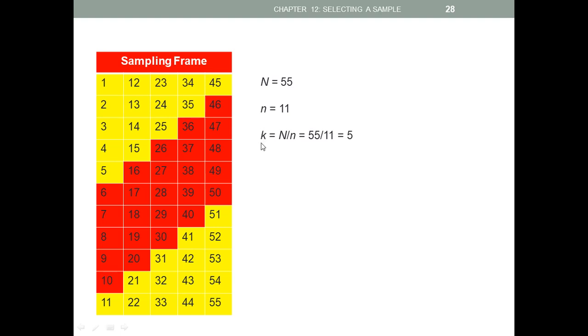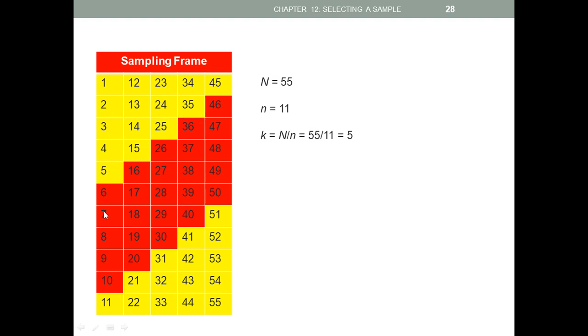So in order to do that, you need to compute the interval, represented by the lowercase letter k. K equals the size of the population divided by the sample size. So in this instance, 55 divided by 11 equals 5. This is the k, or the width of the interval. So you can see, 1 to 5, this is the first interval.